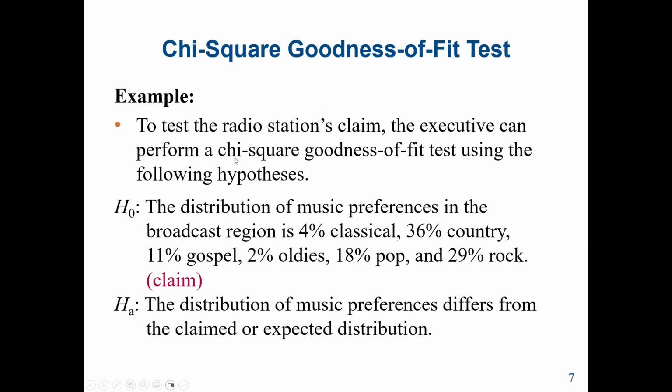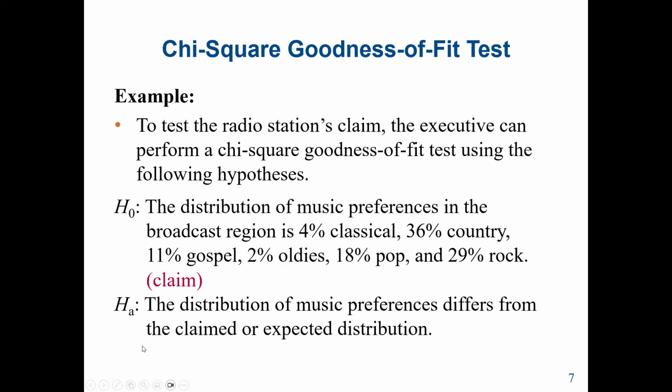Now, to test our previous data, which has 6 categories of different types of music, the executive can perform a chi-square goodness of fit test to test the radio station claim using the following hypotheses. Here the null hypothesis, that's the claim, is that the distribution of music preferences in the broadcasting region is 4% classical, 36% country, 11% gospel, 2% oldies, 18% pop, and 29% rock. So again, that's our claim.